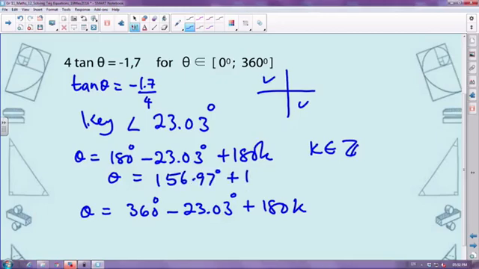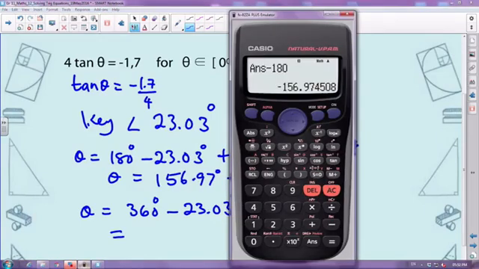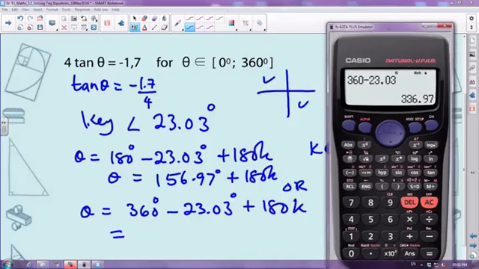156.97 plus 180k, or theta is 360 minus 23.03. You get 336.97. Theta is 336.97 plus 180k. Okay.